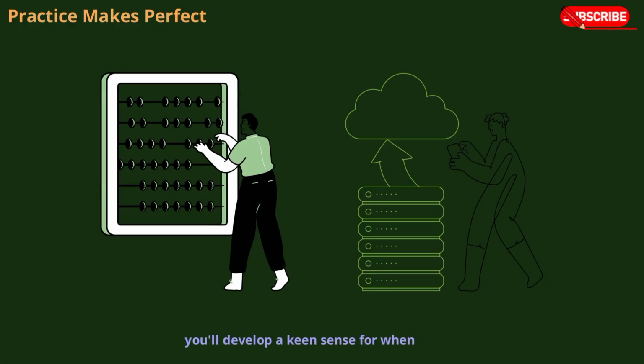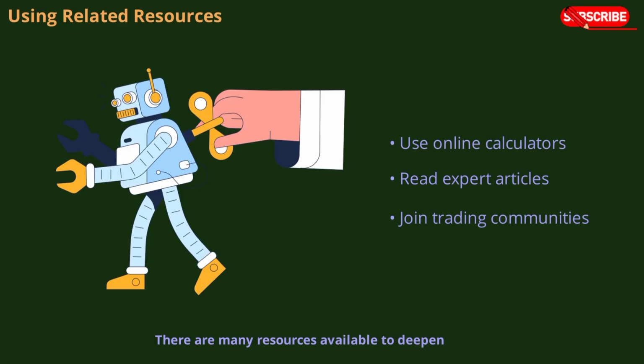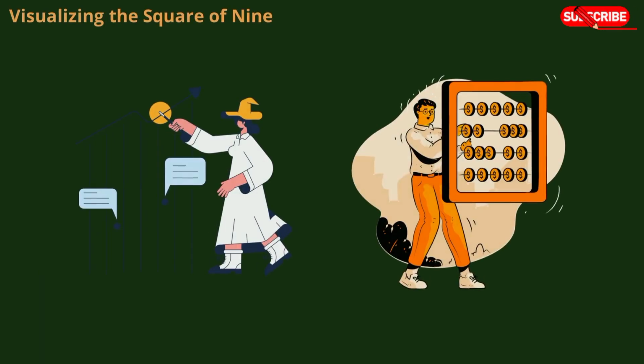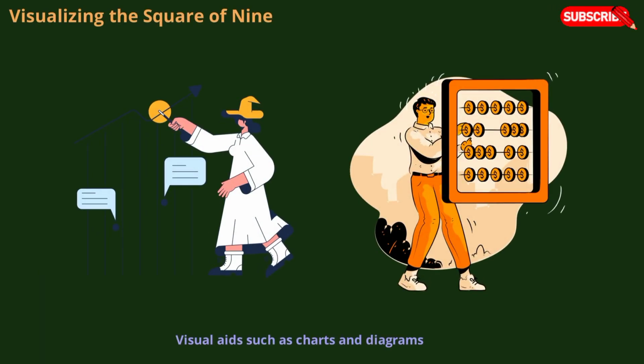Over time, you'll develop a keen sense for when and where to look for harmonic relationships. There are many resources available to deepen your understanding of the Square of Nine, including articles, calculators, and community discussions. Leveraging these tools can help you refine your technique and stay updated with the latest insights in technical analysis. Visual aids, such as charts and diagrams, make it easier to grasp the relationships between price and time.